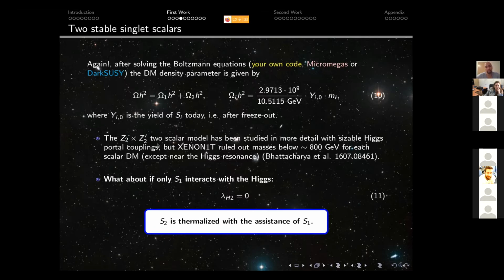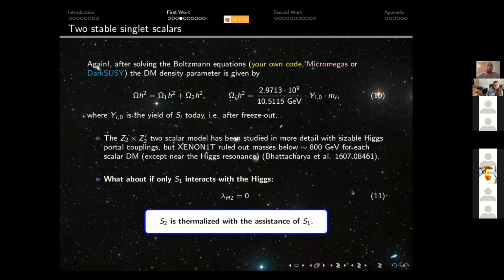This model has been studied before by the people that appear here. You can look at it if you want. They studied this with the two Higgs portals with sizable values, that means values above 10 to the minus 3. And they found that it is possible to have these dark matter particles with masses above 800 GeV. They could also see that it's possible to have dark matter with masses below the GeV scale, but not too much. But you gain some parameter space in comparison with the SHP, the single Higgs portal.